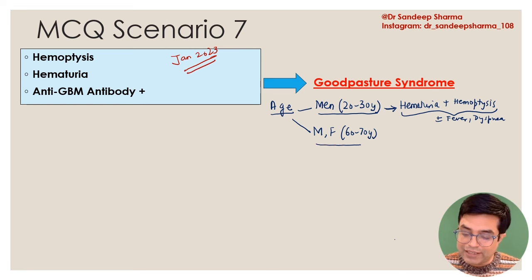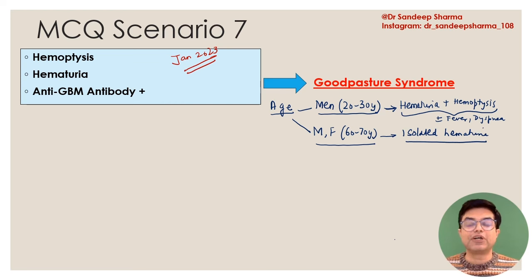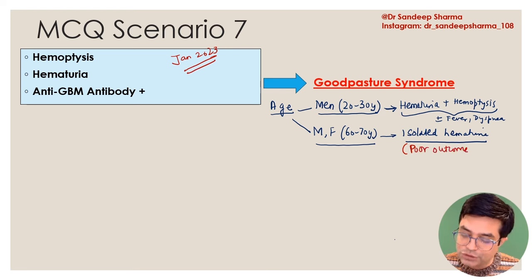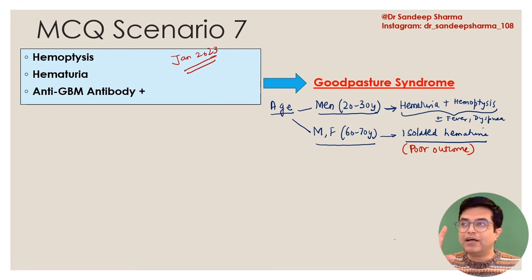On the other hand, males and females of 60 to 70 years will be presenting with isolated hematuria. Hemopsis is usually rare in them. You might be thinking that if isolated hematuria is there, the outcome will be good. No. The antibodies have been there for so long that if the patient presents at 60 to 70 years, the outcome is actually poor and most of the kidneys are now destroyed. So even if the pulmonary manifestations are missing, these patients have a relatively poor outcome. So remember, if there is late presentation, they will have a poor outcome. If they come early and are detected early, you will be able to give immunosuppressants, anti-inflammatory agents and control the production of autoantibody.